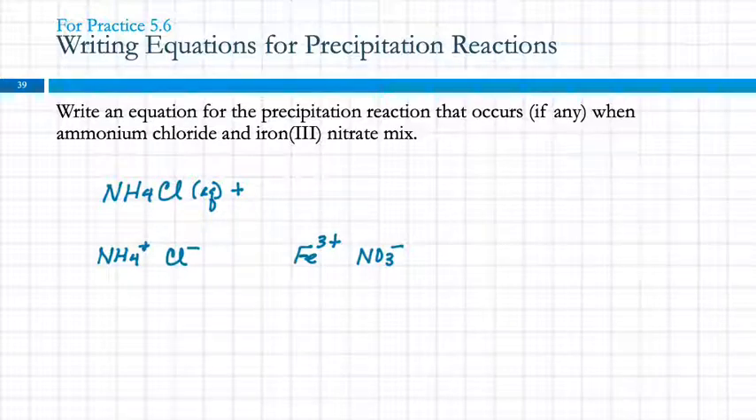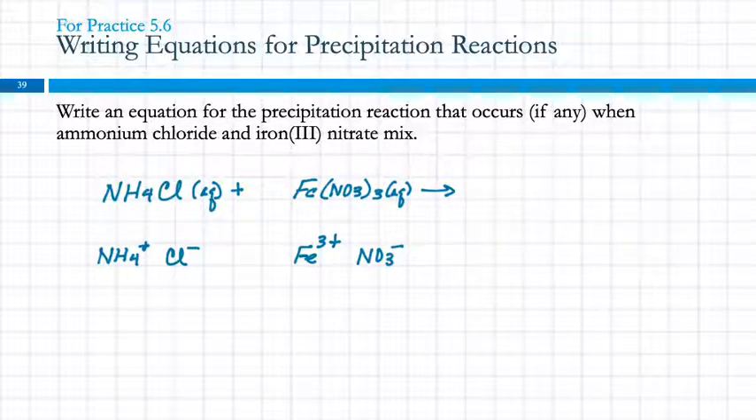To get a neutral compound from these guys, I need 1 iron and 3 nitrates. The second line of the solubility table says that nitrate compounds are always soluble, no exceptions. This one's also aqueous. Everybody okay so far?